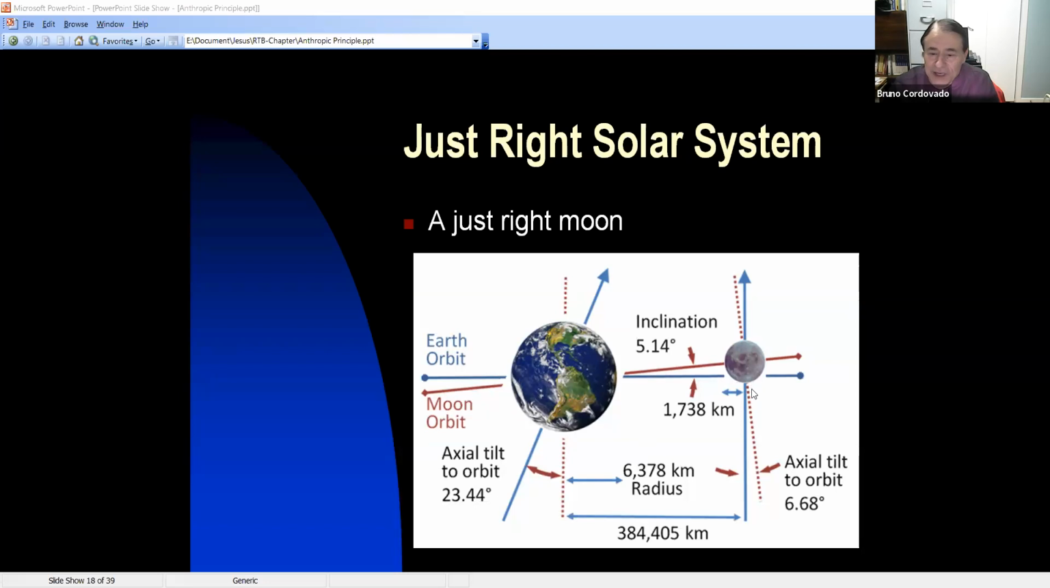Our moon being so big compared to the Earth is an unusual phenomenon. In our solar system, there's no other planet that's got that same ratio, a huge ratio of the mass of the moon compared to the mass of the Earth.